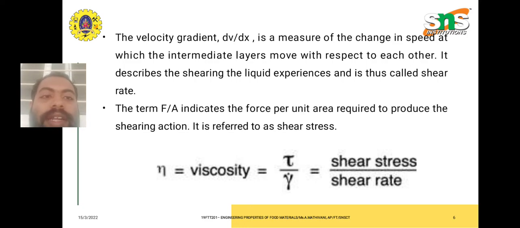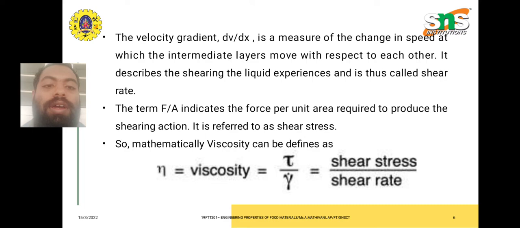The velocity gradient dV by dx is the measure of the change in speed at which the intermediate layers move with respect to each other. It describes the shearing the liquid experiences and is thus called shear rate. The term F by A indicates the force per unit area required to produce the shearing action, and it is also referred to as shear stress. Viscosity equals shear stress divided by shear rate. Thus, it is mathematically defined as follows.